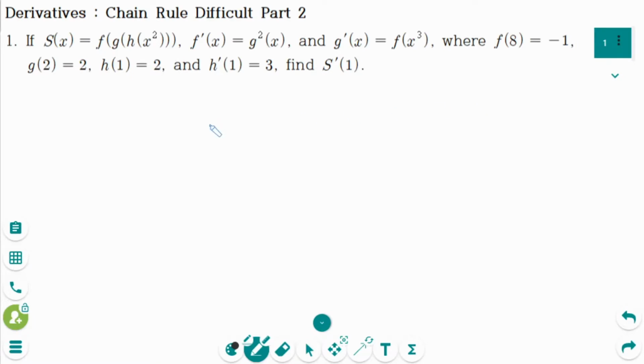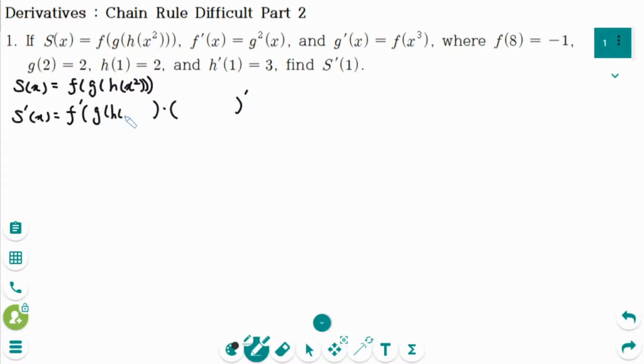This video will cover difficult part 2 questions regarding the topic of derivatives chain rule. This is the first question. S of x equals f of g of h of x squared. S prime of x equals f prime of inner function times inner function prime. The inner function is g of h of x squared.